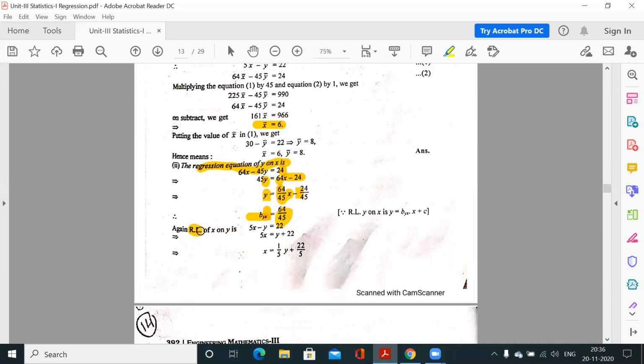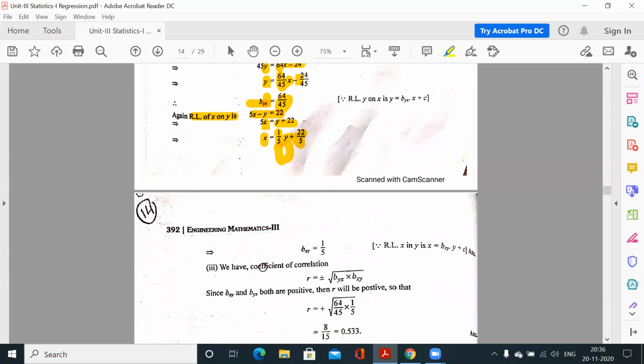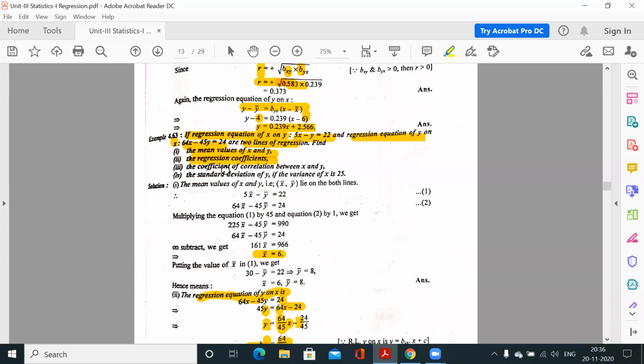And the second line is the regression line of x on y, which is 5x minus y is equal to 22. So solve this for x. So 5x is equal to y plus 22. So x is 1 by 5 y plus 22 by 5. So the coefficient of y is our regression coefficient. So this is the x line, so we will get bxy. So bxy is 1 by 5. So now we have two regression coefficients.